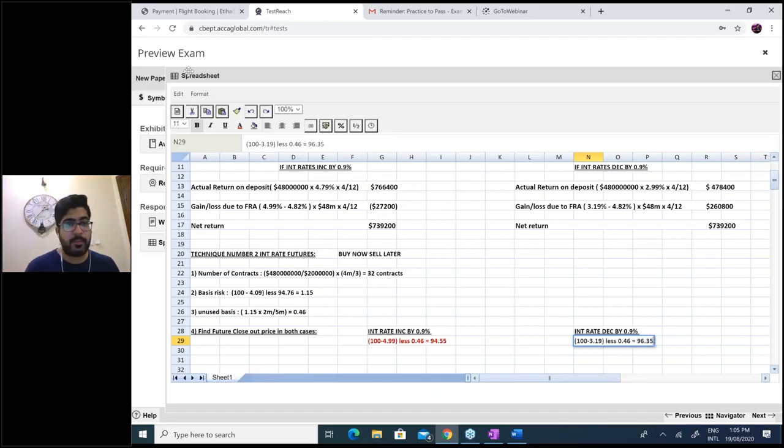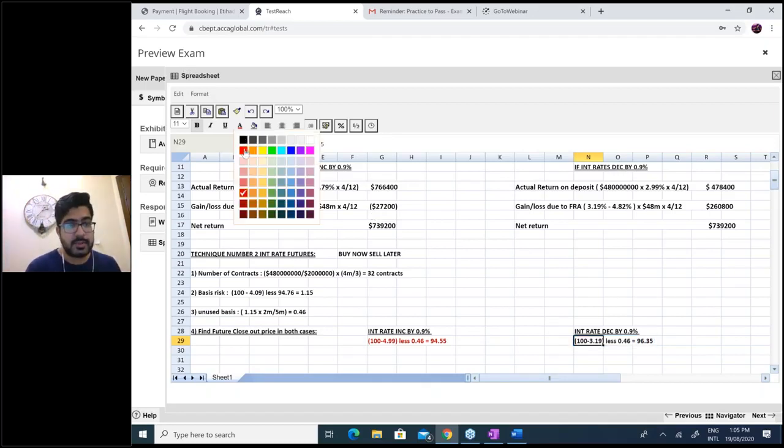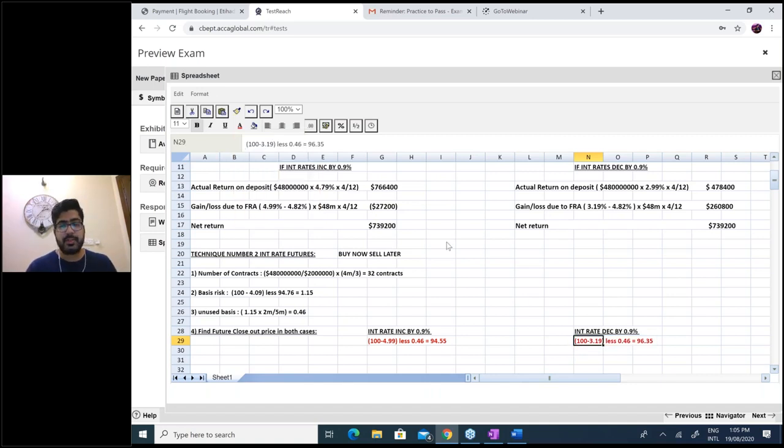So it's spot minus LIBOR, less unused basis. Spot is 100. LIBOR is the interbank rate 4.09, but if you are dealing with the increased case of 0.9, it becomes 4.99. In the decreased case of 0.9, 3.19. Step 4 is done. Any questions?